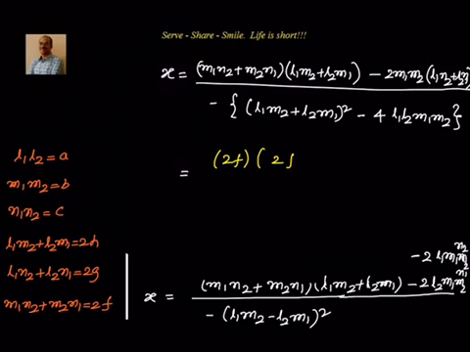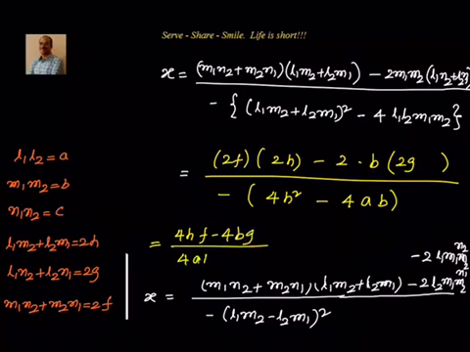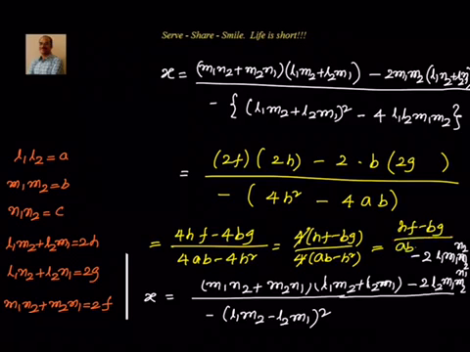For L1 m2 plus L2 m1, we know that minus of 2 into m1 m2 is b, into (L1 n2 plus L2 n1) is nothing but equal to 2g, divided by minus of (L1 m2 plus L2 m1) whole square, which is 2h whole square, that is 4h square, minus 4 into L1 L2 is A, m1 m2 is B. So the next step will be 4hf minus 4bg divided by 4ab minus 4h square. Can I take 4 common? I will have 4 into (hf minus bg) divided by 4 into (ab minus h square). Now 4 will cancel out. We get our final answer, that is (hf minus bg) divided by (ab minus h square).